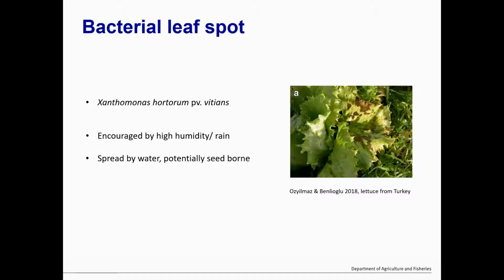So first of all, bacterial leaf spot. Like most of the bacterial leaf spots in vegetables, it's caused by a Xanthomonas species of varying kinds. Leaf spots in general are encouraged by high humidity and rainfall, and they're generally spread by water, and a lot of them have the potential to be seed-borne as well. This one I don't personally see a lot of. I don't think I've encountered a bacterial leaf spot in lettuce as such. In every brassica under the sun, basically, sure. But this one, maybe we don't get as much, maybe I just don't see it. I'm not fully sure. The picture you can see here is a first report fairly recently of bacterial leaf spot from Turkey.